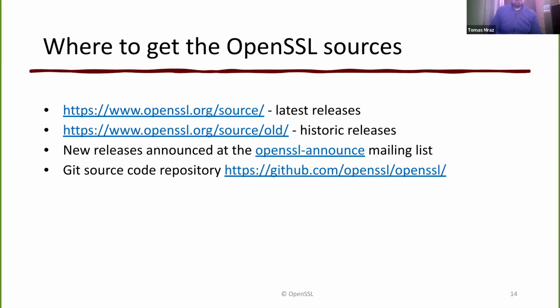Where to get the OpenSSL sources? If we want to start using OpenSSL, we first need to get it from somewhere, and the simple answer is go to our webpage, www.openssl.org/source. There are the latest releases from each currently maintained branch. There are also historic releases in source/old.